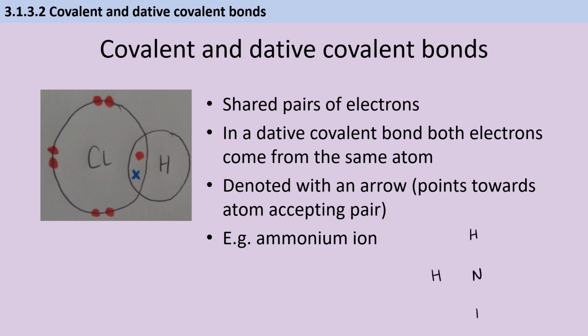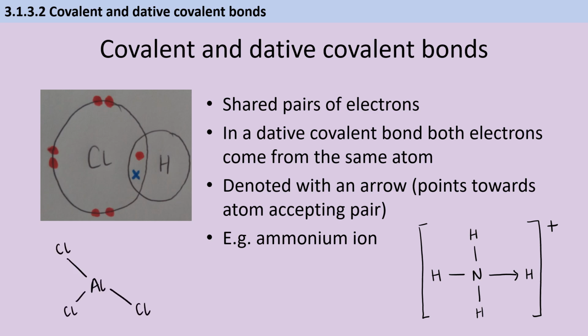So for instance, the ammonium ion is produced when an ammonia molecule with a lone pair on the nitrogen is able to donate that lone pair to a proton that it picks up from a solution to make the ammonium ion. And you might also have encountered dialuminium hexachloride, which is made when one aluminium chloride molecule and another aluminium chloride molecule are joined together by 2 coordinate bonds.